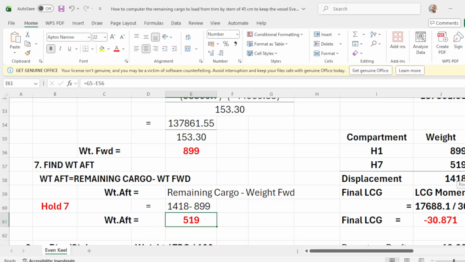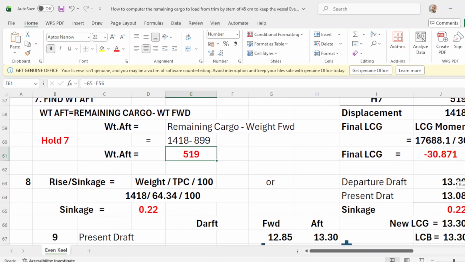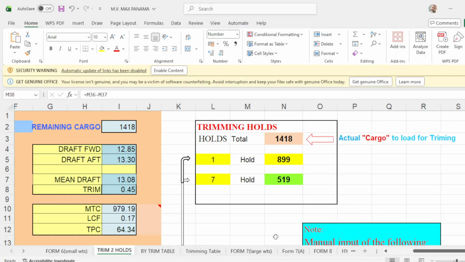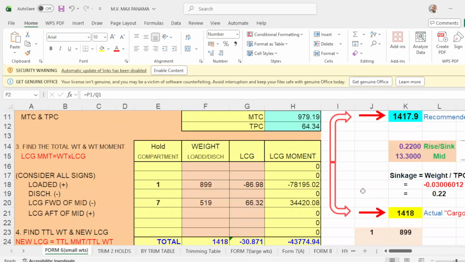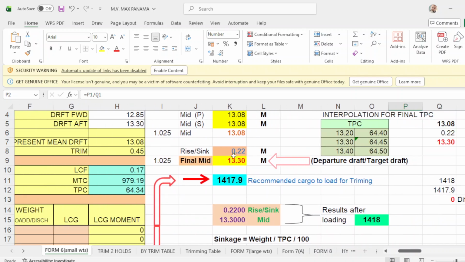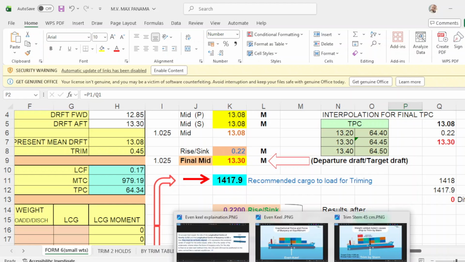Once you completed that one, this is another formula for how to find the sinkage, which is your weight of 1418 over your TPC over your 100. Your sinkage is 22. The simplest way is your departure drop minus your mid drop, then you will get 22. That is the simplest way to get the sinkage.